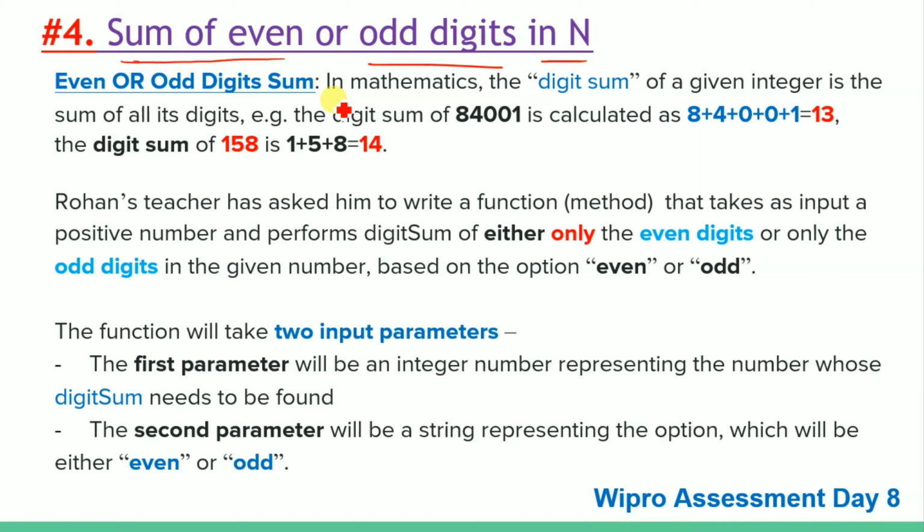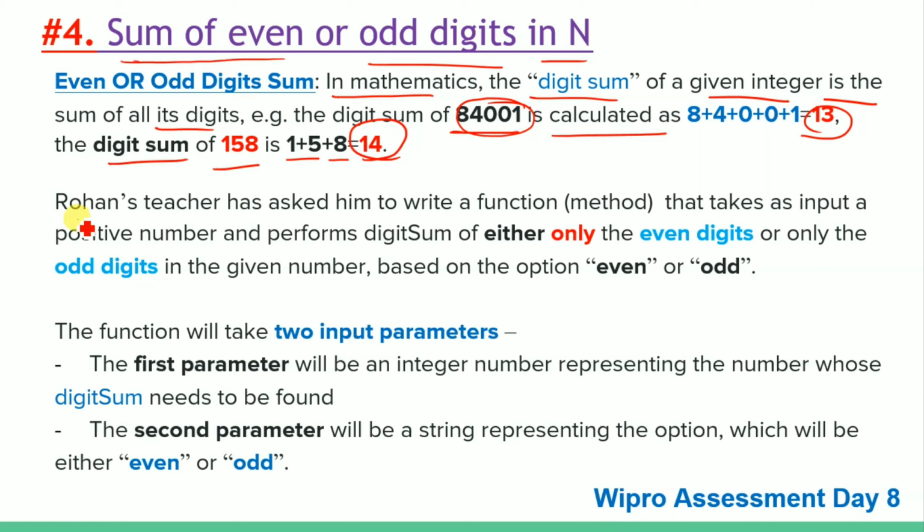Here the statement is given that in mathematics, the digit sum of a given integer is the sum of all its digits. For example, the digit sum of 84001 is calculated as the sum of all the digits present in 84001, which is equal to 13. Similarly, the digit sum of 158 is 1 plus 5 plus 8, which is equal to 14.